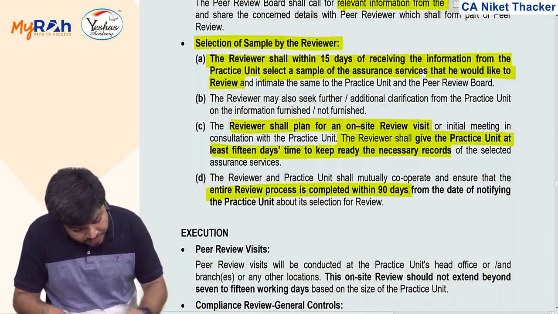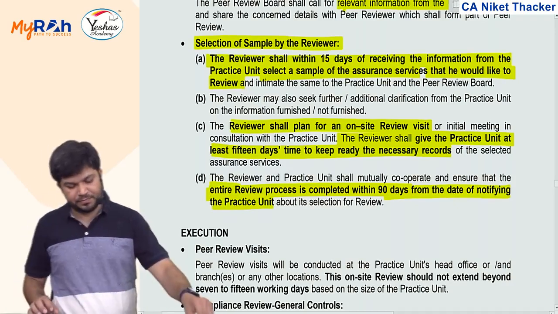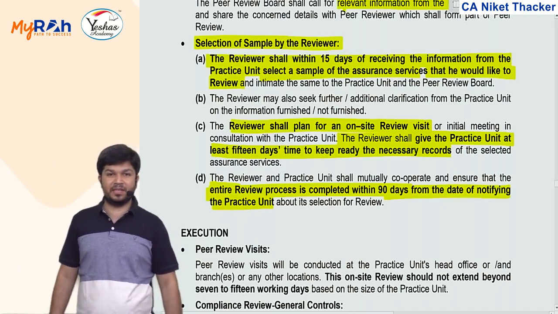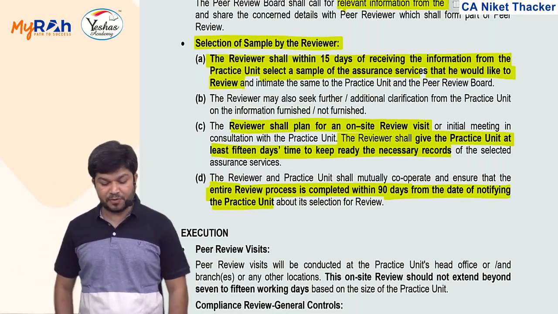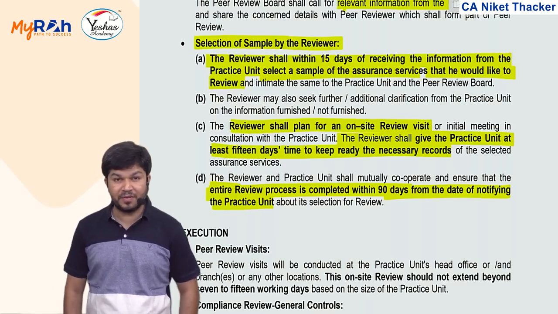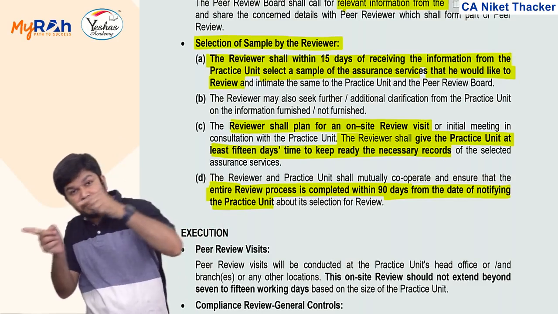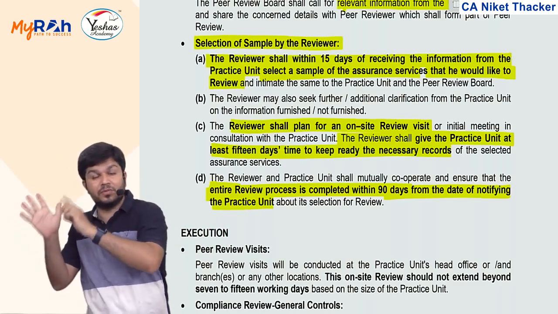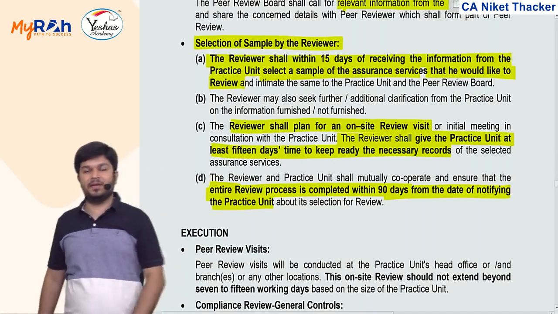The entire review process should be completed within 90 days from notifying the PU. The entire process is to be completed within 90 days from the date of notifying PU, the day when the peer review board informed PU that you are selected. From that day, within 90 days the procedure should be over.